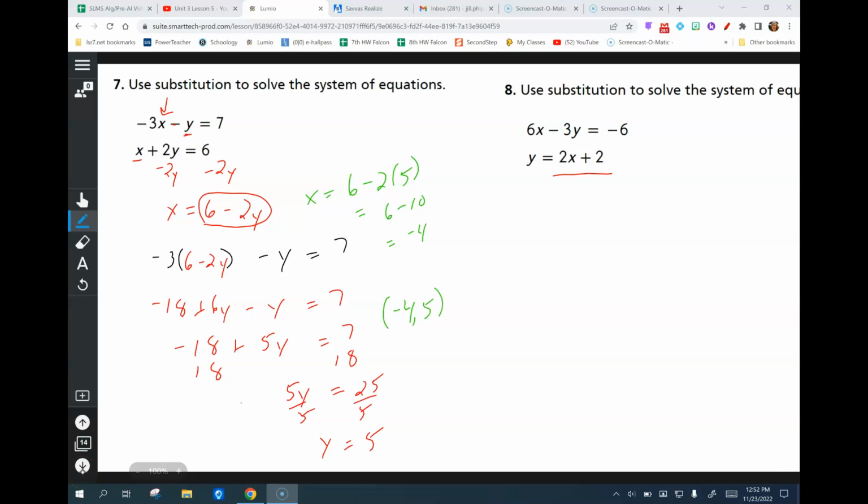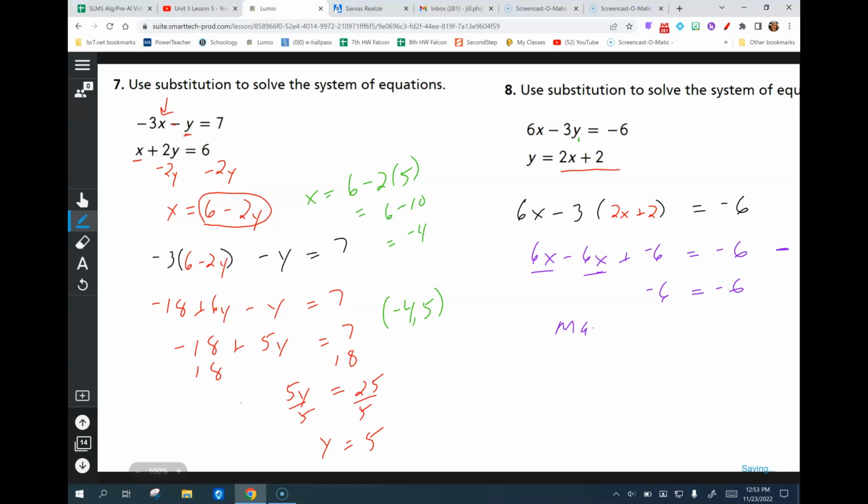Go ahead and do number 8 now on your own, plugging in y right here into the original equation. Go. So now remember, you don't stop right here. Even though on this line right here, you probably kind of knew what the solution was. You go until the variables are not there. So make sure you continue. So negative 6 equals negative 6 is true. So my answer is many solutions.